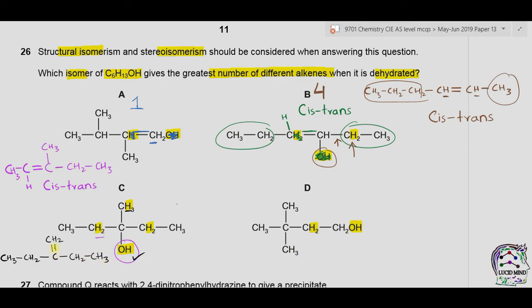As we can see, with both double bonded carbon atoms, similar atoms are present. With this carbon there are two hydrogen atoms, while with this carbon atom there are two ethyl groups that are similar. So therefore cis-trans will not be possible. This will be the only product.